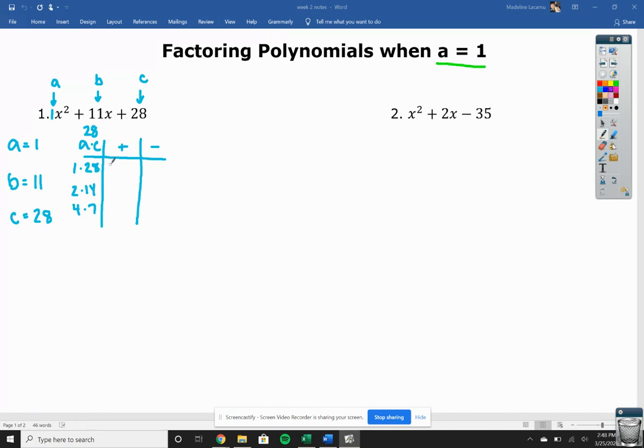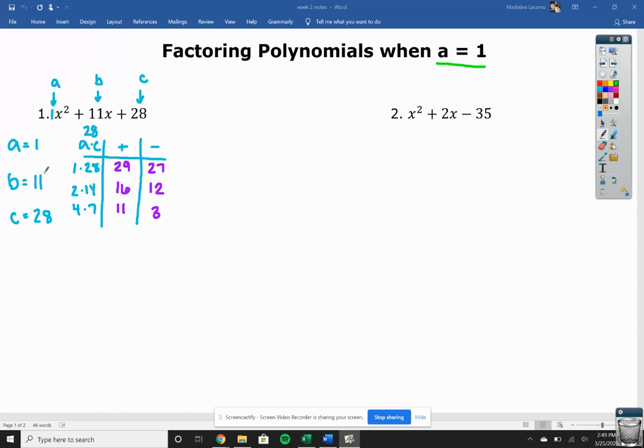Then I add them together. So 1 plus 28 is 29. 2 plus 14 is 16. 4 plus 7 is 11. 28 minus 1 is 27. 14 minus 2 is 12. 7 minus 4 is 3.